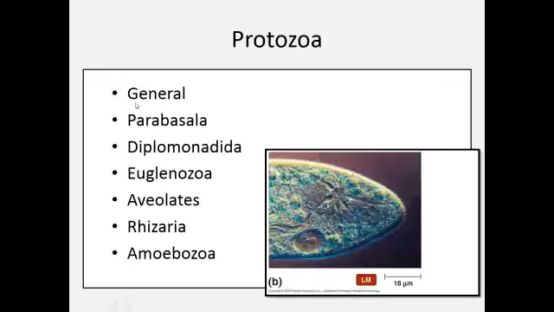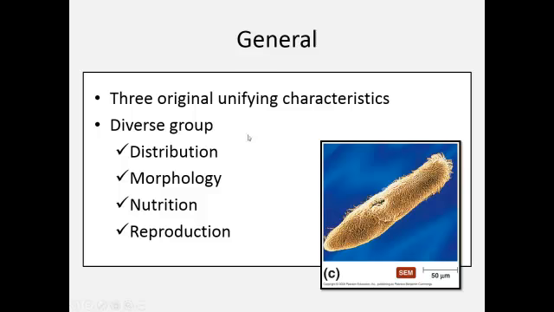Under this topic, we'll discuss the general characteristics of protozoa, parabasala, diplomonadia, euglenozoa, alveolates, rhizaria, and amoebozoa. Let's discuss protozoa in general.